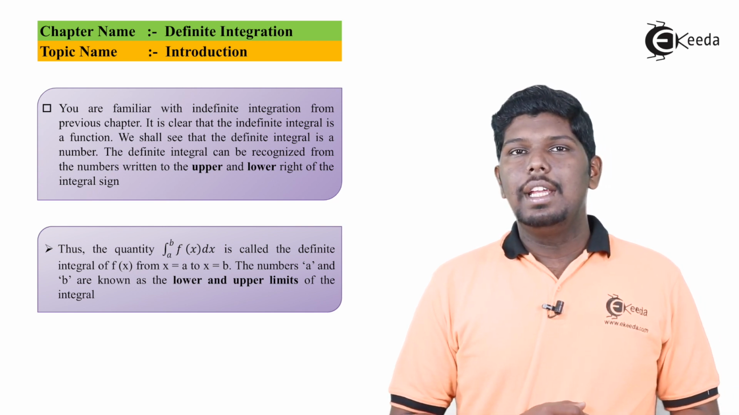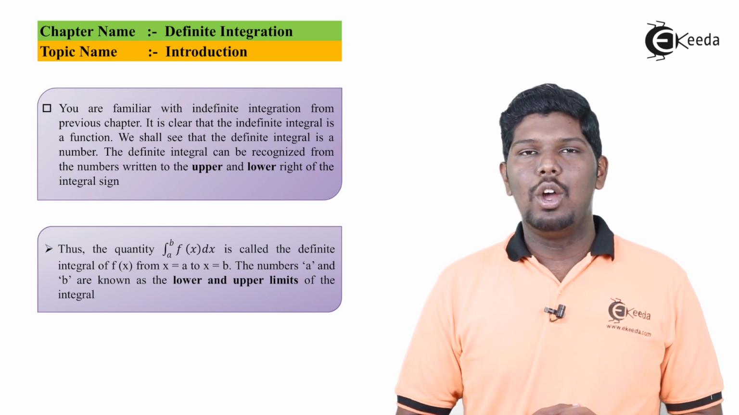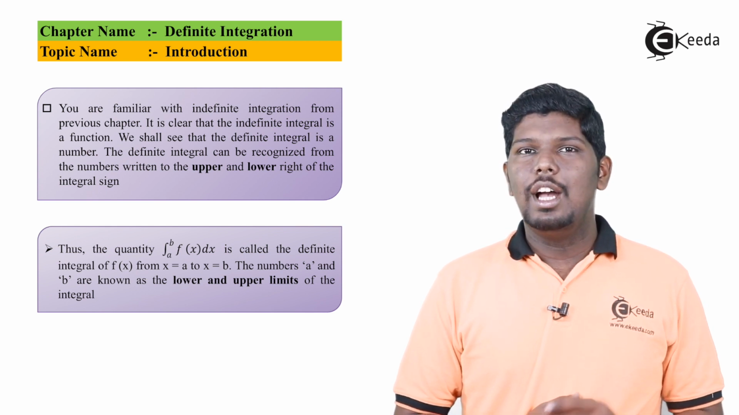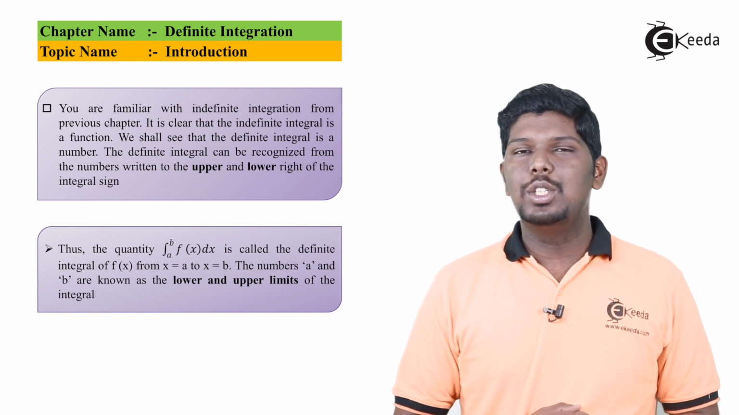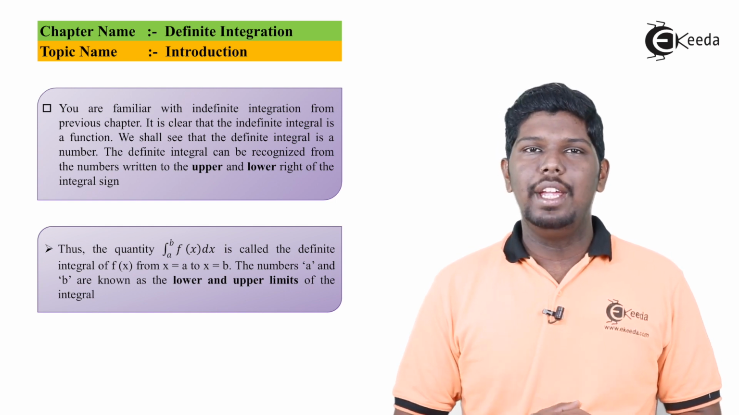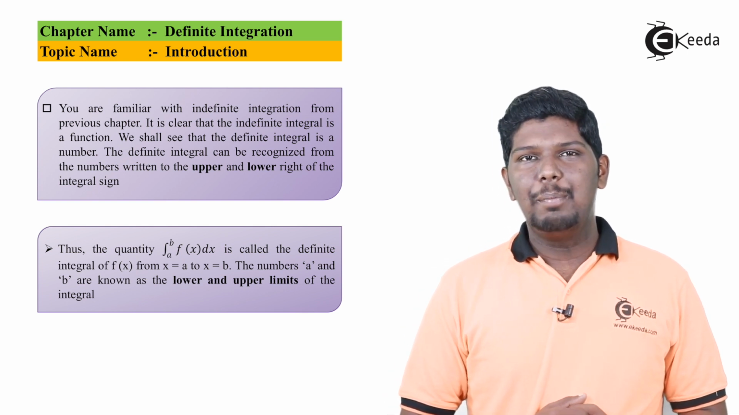The definite integral can be recognized from the numbers that are written at the lower and the upper right of the integral sign. Thus if we say a quantity like integral a to b f of x dx, in this the limits of x will be from x is equal to a to x is equal to b. So these numbers a and b are called the lower and upper limits.